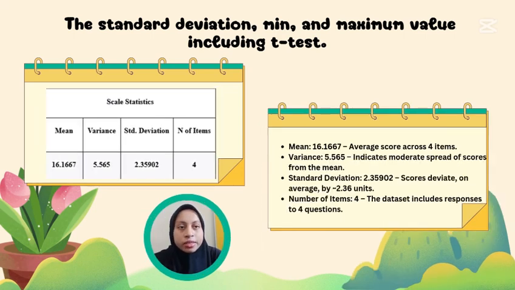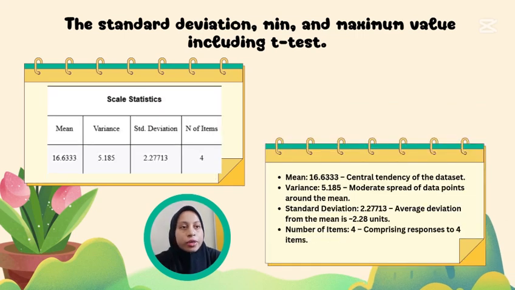The second slide about the standard deviation, mean and maximum value including t-test. The mean is 60.1667, average score across 4 items. Variance is 5.565, indicating moderate spread of score from the mean. Standard deviation is 2.35902, scores deviate on average by 2.36 units. Number of items is 4. The data set includes responses to 4 questions.